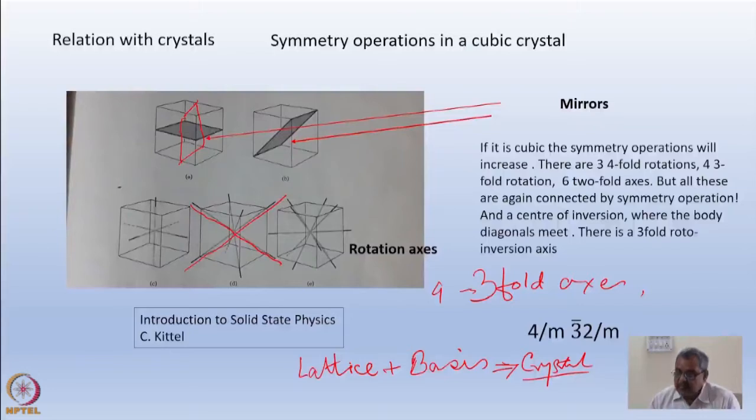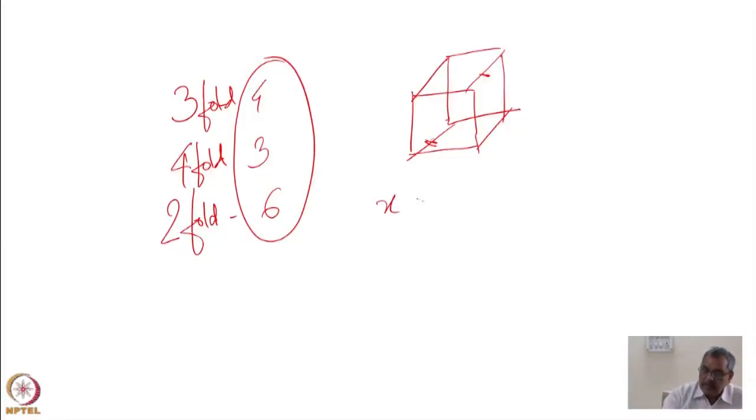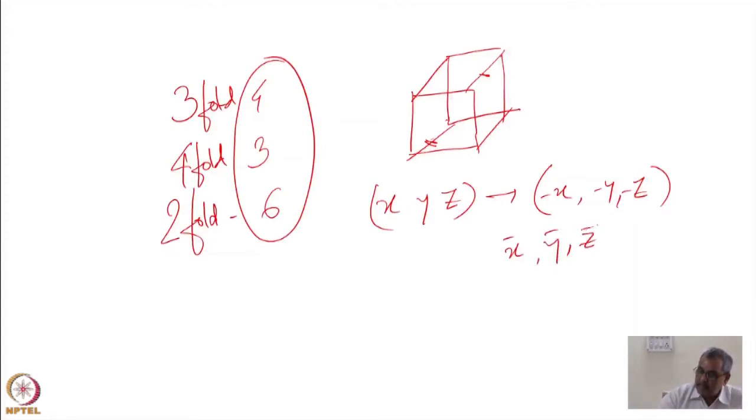Also, there is a center of inversion where all the diagonals meet. Across that, I can do an inversion operation. An inversion operation means x, y, z goes to minus x, minus y, minus z, or in crystallography they write it x bar, y bar, z bar. So there is a point of inversion at the center, so there is an inversion symmetry, at least for a cube.